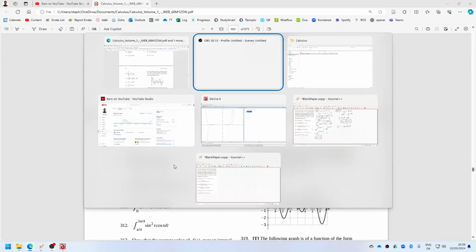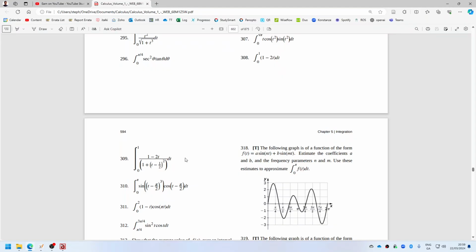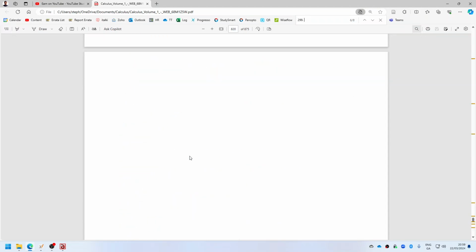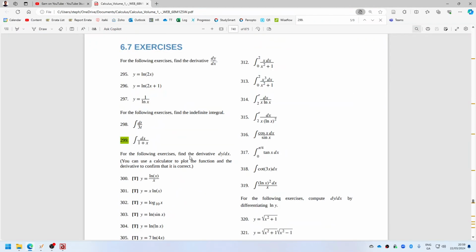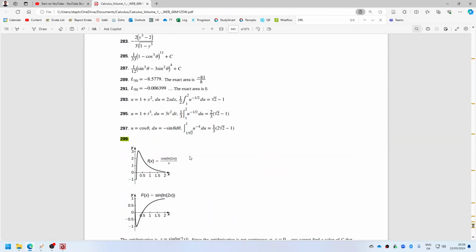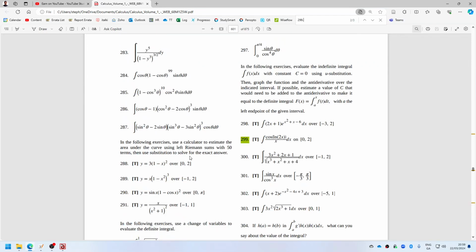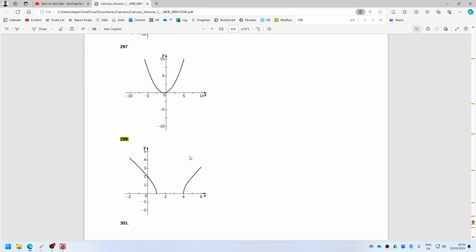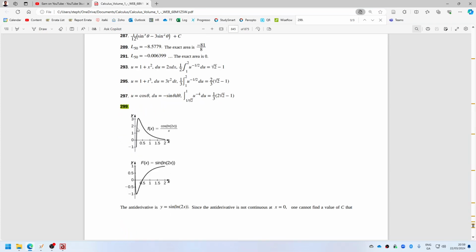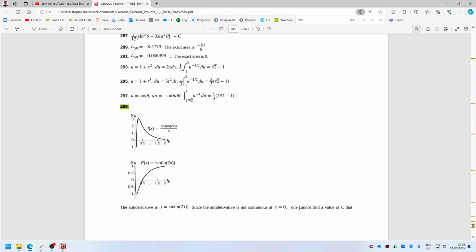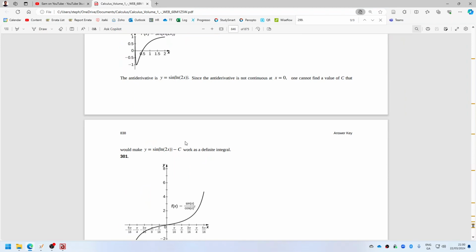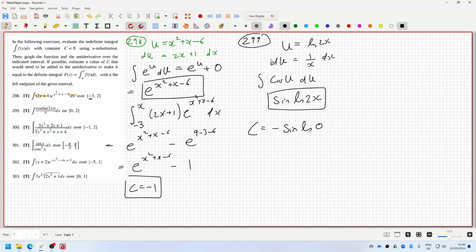Let's just, I have this open now. So which one is this? 299. Okay, there it is there. The answers. Oh, that's the graph. Is it? No, that's the graph there. Yeah, it goes down. The antiderivative is sine log 2x. Yeah, that's right. Since the antiderivative is not continuous at x equals 0, one cannot find the value of c. Oh, fair enough. They've acknowledged it. Okay. So I'll have to do another question or two to see if I'm getting the right answer for c.